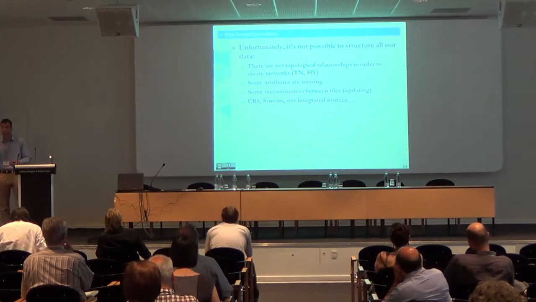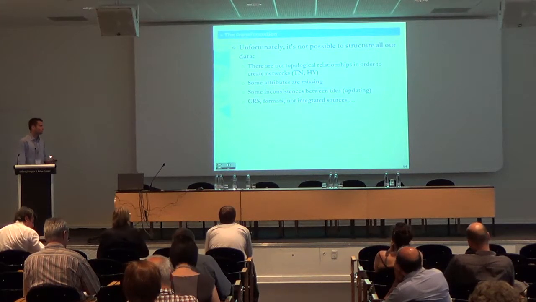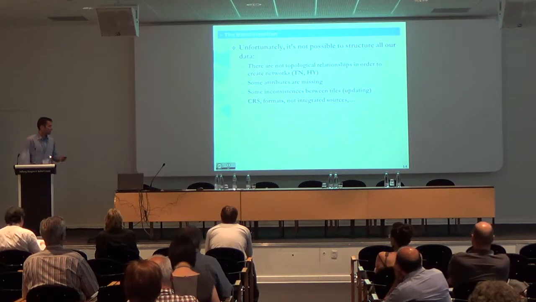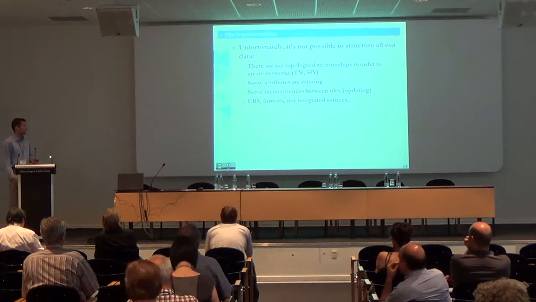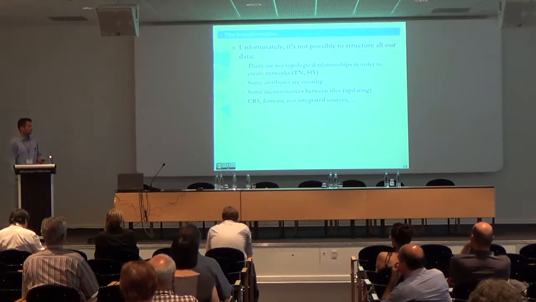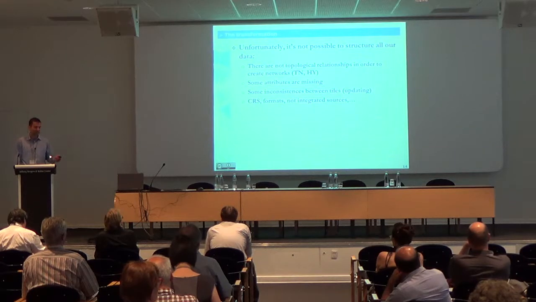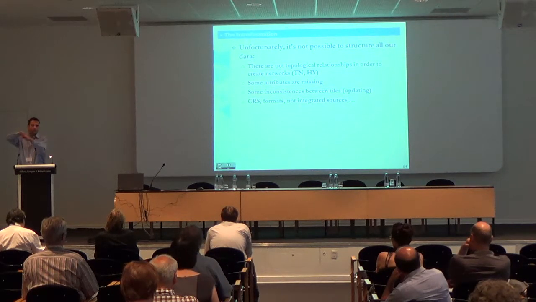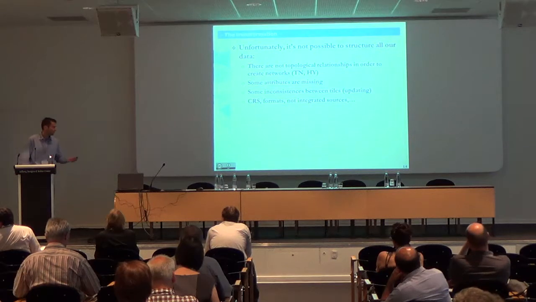But unfortunately, we have done this work with several of our themes and several of our databases, but it's not possible to structure all our data because in some of them there are no topological relationships in order to create a network, transport network or hydrography. Some attributes are missing. For example, we have a lot of problems with Inspire identifiers. There are some inconsistencies between tiles because we update our data sets using tiles. So the problem is that there are tiles that you can't connect because the date of updating is different in each tile. And there are other problems with the coordinate reference systems, formats for raster data, and other things.